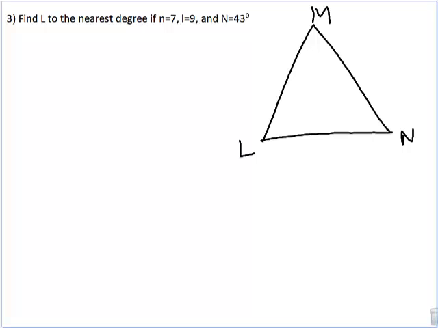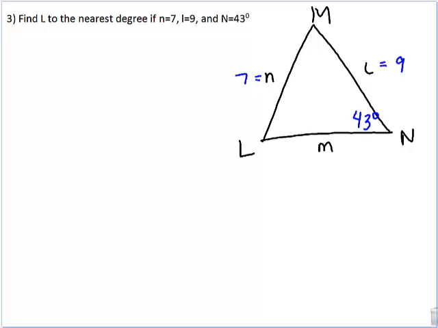Remember the side opposite. So if this is angle L, the side opposite of it is side L. Angle M, side opposite is side M, angle N. Opposite is always lowercase because those are sides. So N is 7, so label N as 7. L is 9. And angle N is 43 degrees.